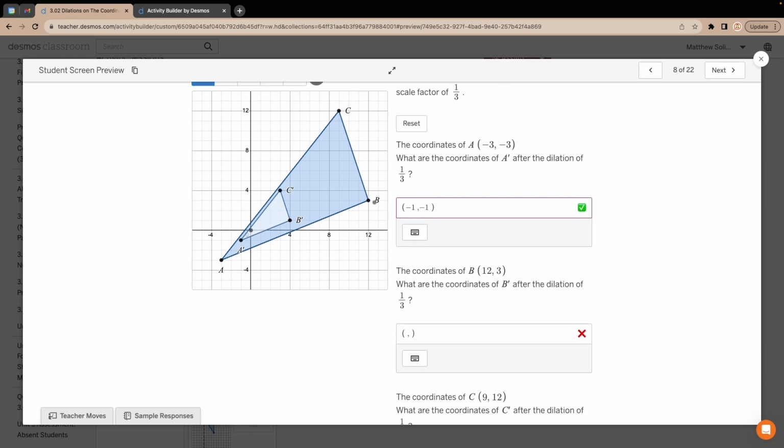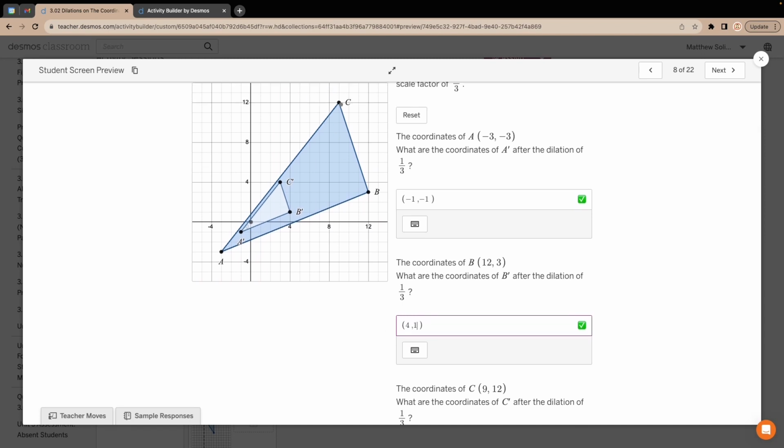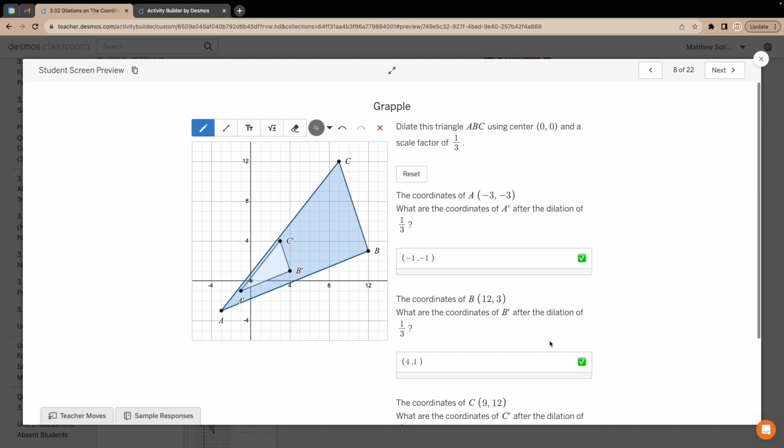Now let's look at B. B was at (12, 3). B prime is at (4, 1). And then C was at (9, 12). C prime is at (3, 4). What is happening to our coordinates here? (3, 4), so that is correct. What is happening to our coordinates?